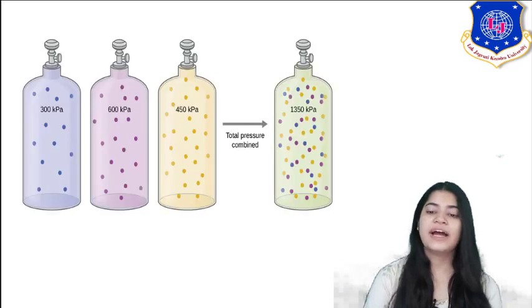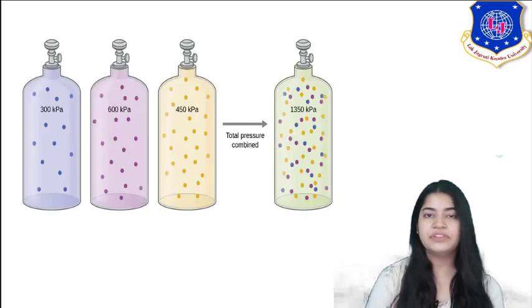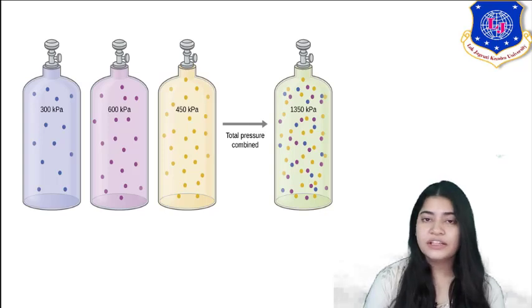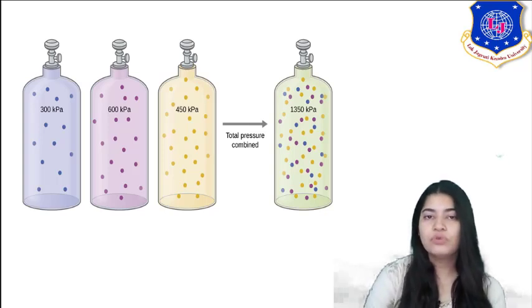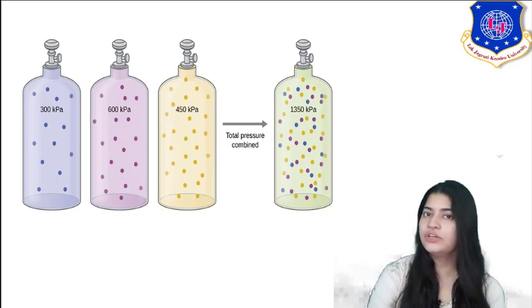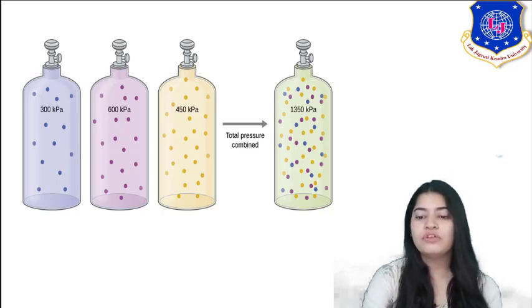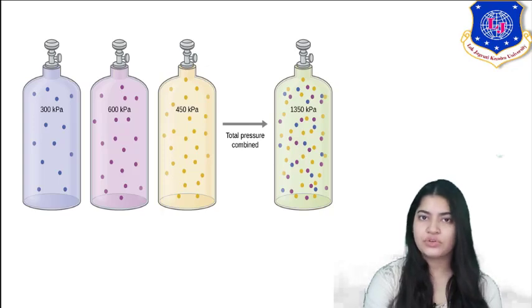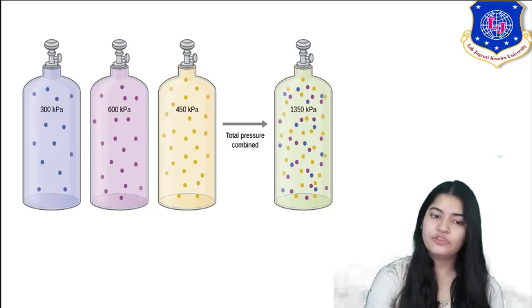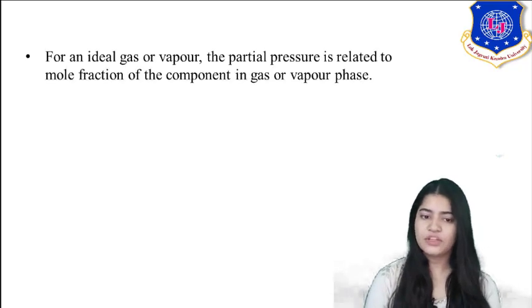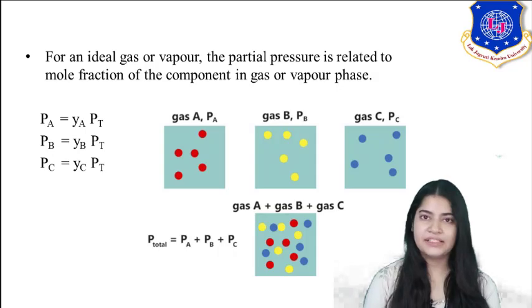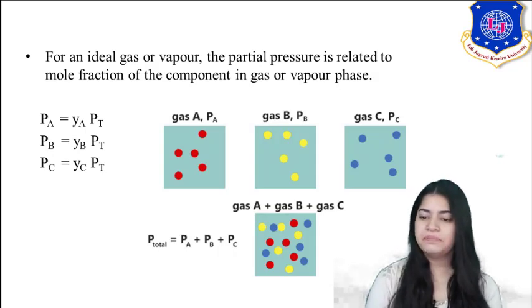Now look at the fourth container, the cylinder at 1350 kilopascal pressure, where all three gases are there. Here the partial pressure is the product of the mole fraction and the total pressure. For blue gas, suppose the mole fraction is XA and the total pressure is 1350. When you get the mole fraction, that would be equal to 300 kilopascal. So here also, gases A, B and C, when they were individual, had pressures PA, PB, PC.